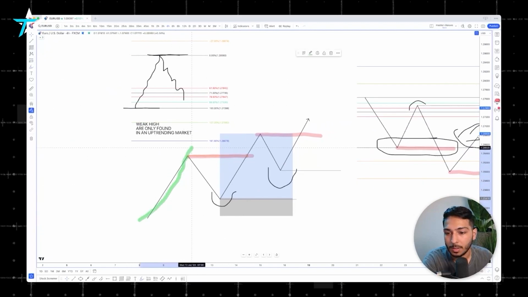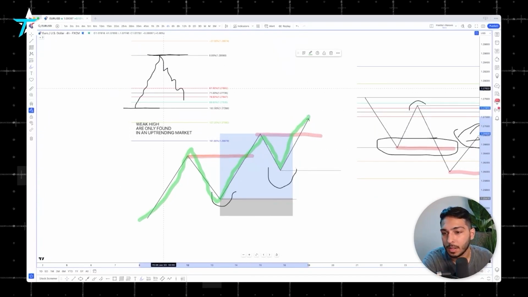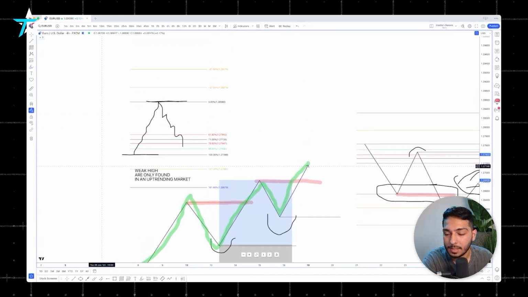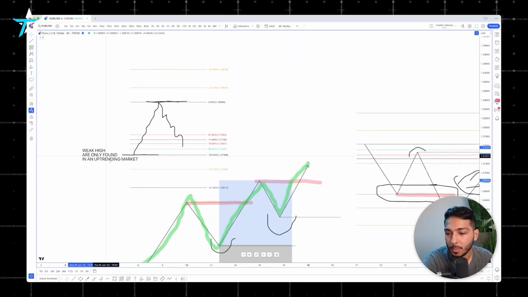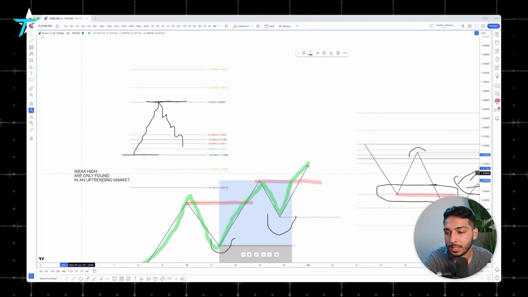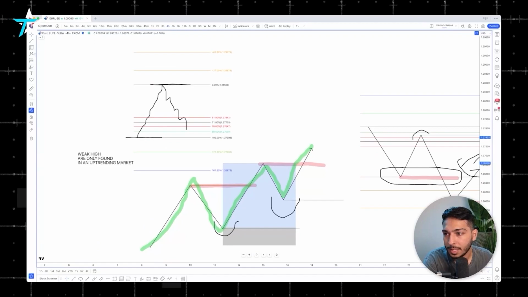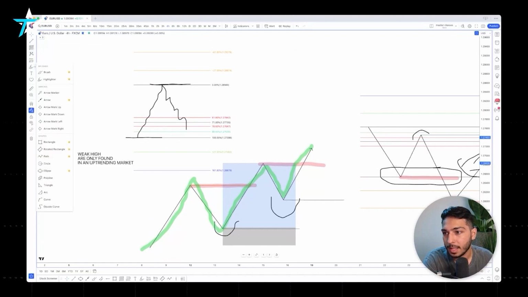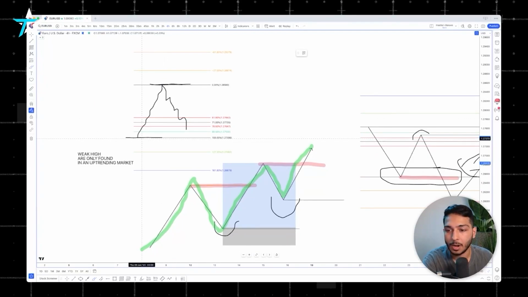It's going to be going up and pulling back and going higher and pulling back and then going higher. So in the sense of a weak high, weak highs are only found in an uptrending market. That's going to be one of the first notes that you want to take. A weak high is only found in an uptrending market. What a weak high really is, it's the previous high after the last higher low, right?